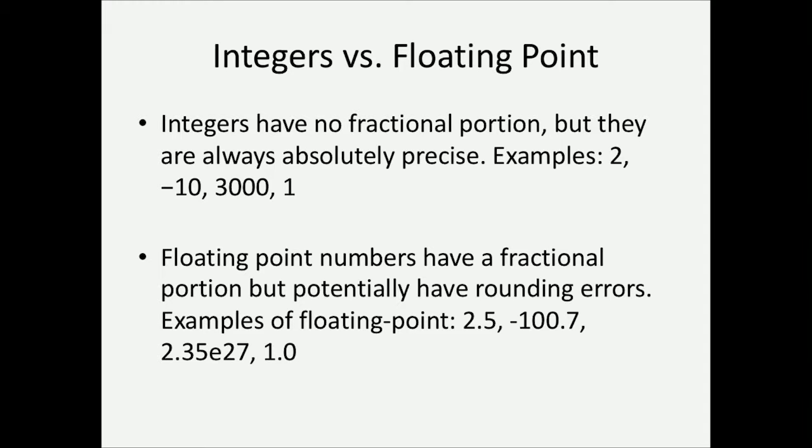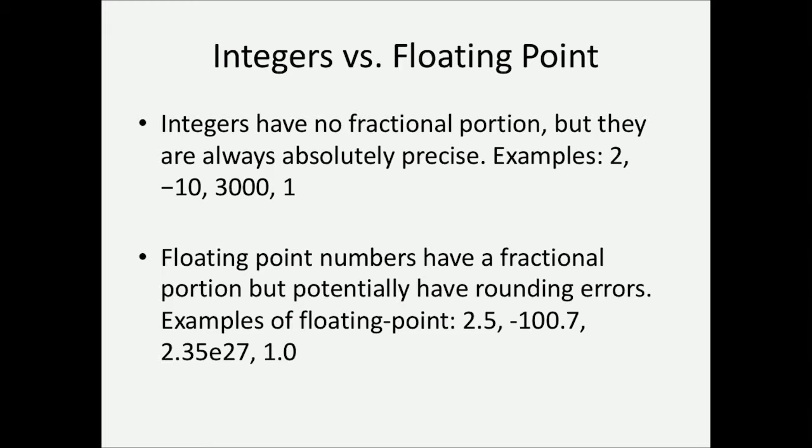Now, there's actually a lot of data types in Python, but the two most common numeric types by far are integers and floating point. If you've used any other programming language, you already know all about these, but I'll review it. An integer is simply a number. It could be positive, negative, could be 0, has no fractional portion.